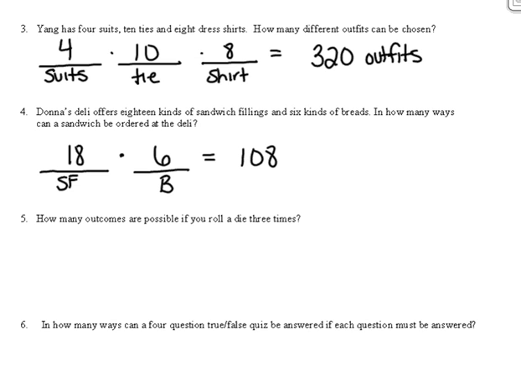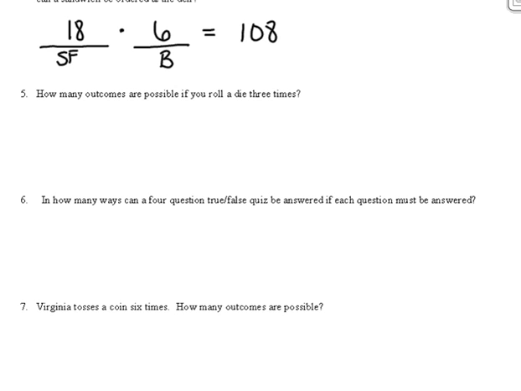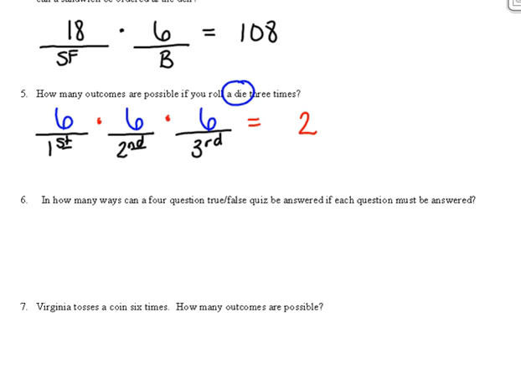Question number 5. How many outcomes are possible if you roll a die 3 times? So I have my first roll, I have my second roll, and I have my third roll. A standard die, there's 6 numbers on a standard die. So for the first roll, there's 6 different numbers I could get. The second roll, there's still those same 6 numbers I can get. And the third roll, there's still 6 numbers I can get. When I multiply those numbers together, I get a grand total of 216 different outcomes I can get by rolling a die 3 times.